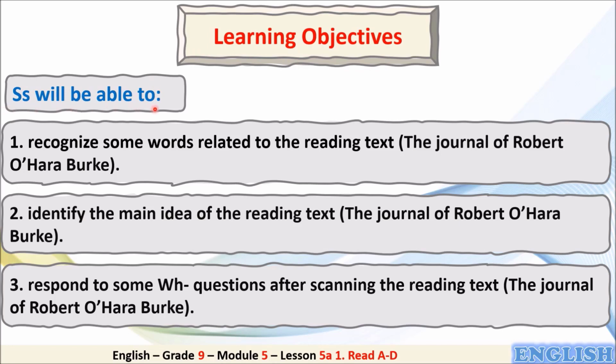Students will be able to: 1. Recognize some words related to the reading text about the Journal of Robert O'Hara Burke. 2. Identify the main idea of the reading text. 3. Respond to some WH questions after scanning the reading text.